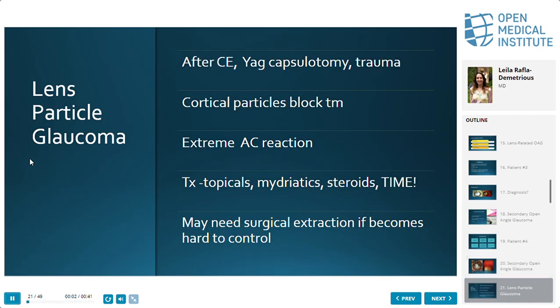So this is lens particle glaucoma, which is not uncommon, especially if cortical material is left behind, and it can happen after cataract extraction. It can also happen with a YAG capsulotomy if we've liberated material that way, and through trauma. And literally the cortical particles are just blocking the meshwork, and you get an extreme reaction. Most of the time this can be treated with time, with steroids. May need to obviously control their pressure with drops, and this is almost the same way we would treat a uveitis. If it becomes hard to manage, especially on the intraocular pressure front, taking out the cortical material will basically solve the issue.